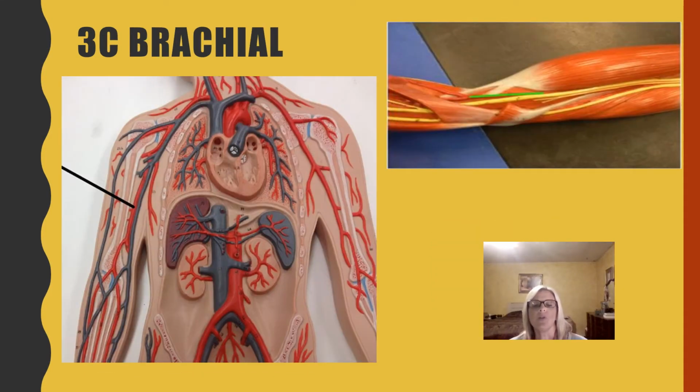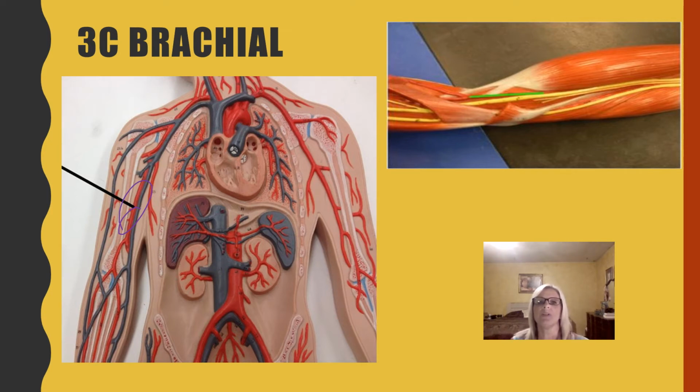Next, we have the brachial artery. This is a major vessel in the upper arm. This is continued on from the axillary. So once it gets down here towards the brachia, it passes the lower margin of the teres major muscles. This is when it becomes the brachial.